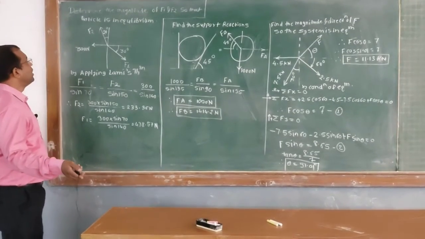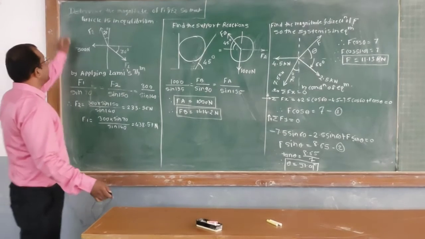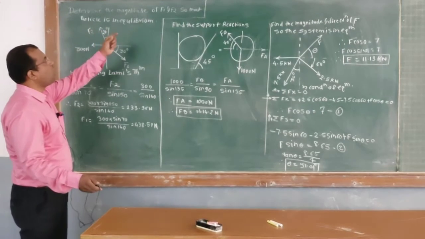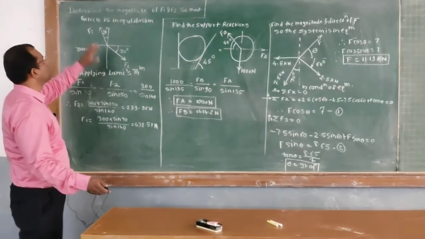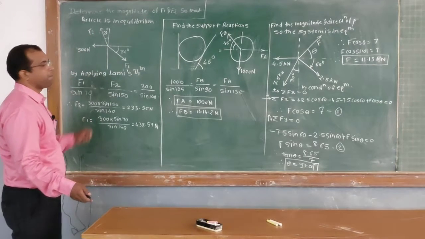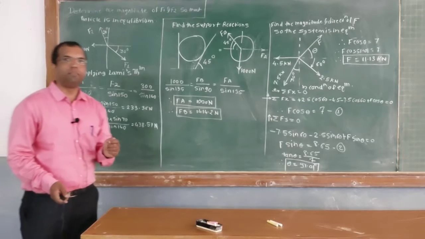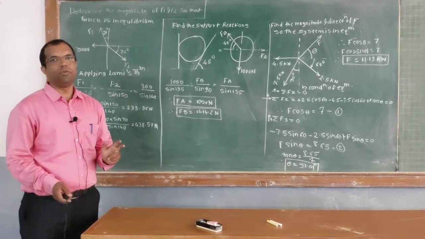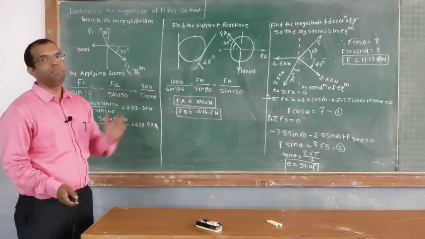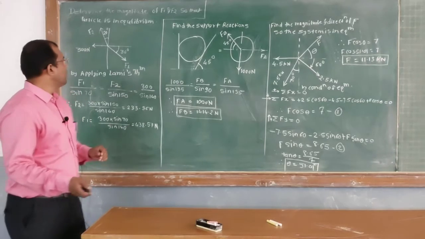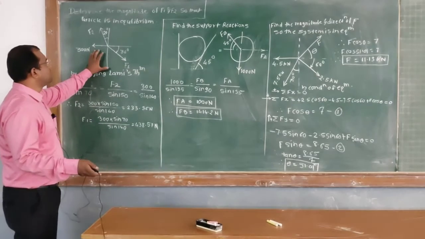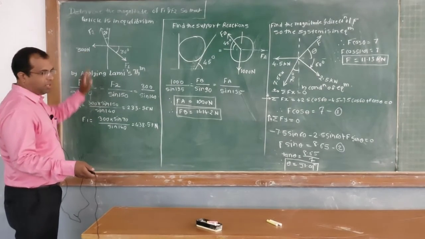In the first numerical, they have asked us to determine the magnitude of forces F1 and F2 so that the particle is in equilibrium. We have to find out the magnitude of forces F1 and F2 in such a way that the system is in equilibrium. Okay, so come towards this figure. This is the problem given.